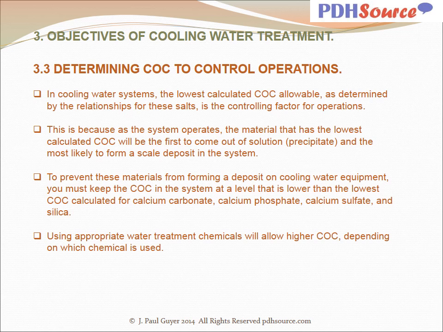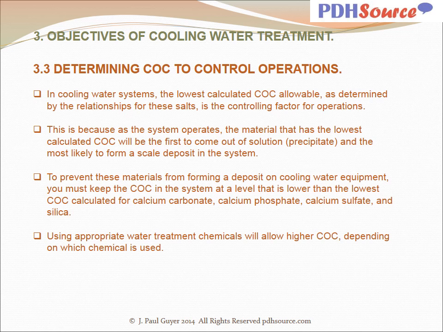Determining the cycles of concentration to control operations. In cooling water systems, the lowest calculated COC allowable as determined by the relationships for these salts is the controlling factor for operations. This is because as the system operates, the material that has the lowest calculated COC will be the first to come out of solution to precipitate and the most likely to form a scale deposit in the system.